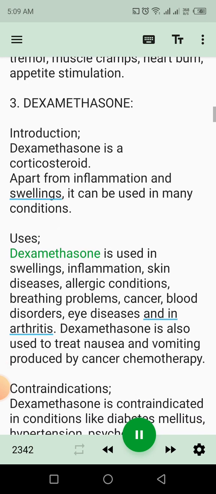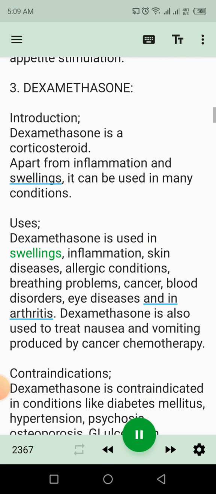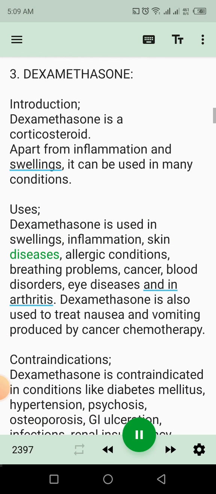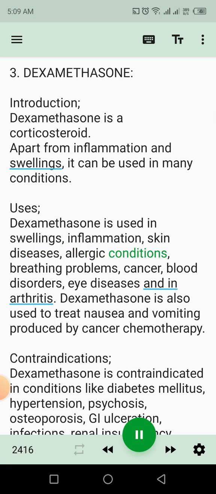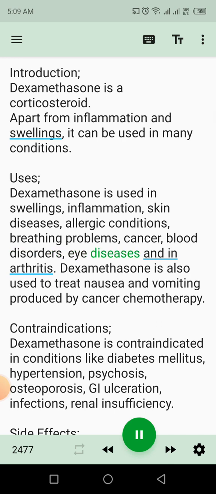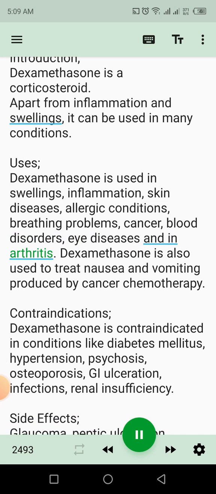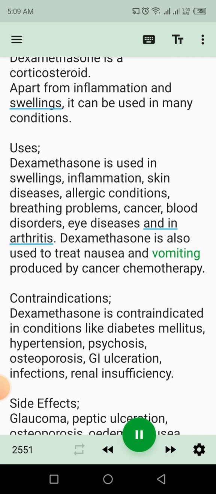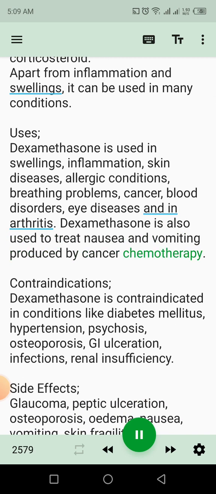Uses. Dexamethasone is used in swellings, inflammation, skin diseases, allergic conditions, breathing problems, cancer, blood disorders, eye diseases, and in arthritis. Dexamethasone is also used to treat nausea and vomiting produced by cancer chemotherapy.